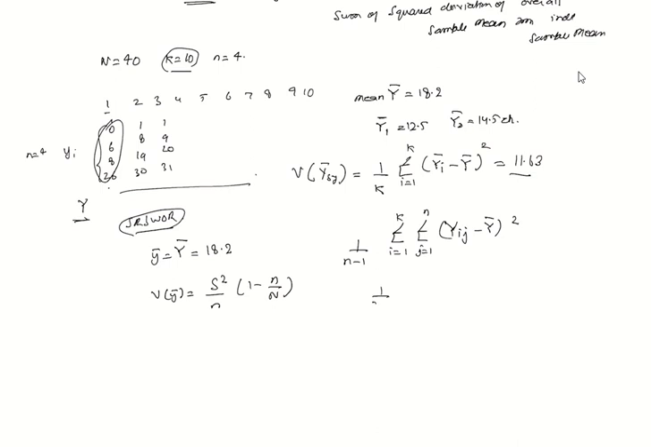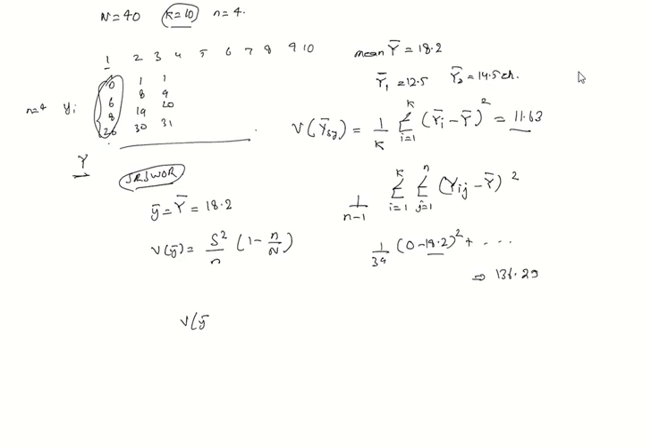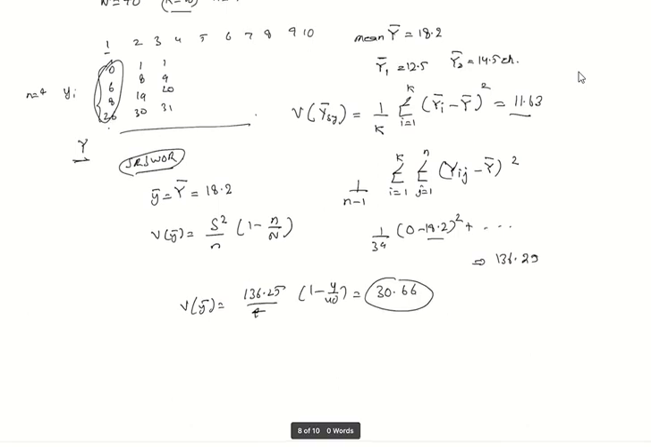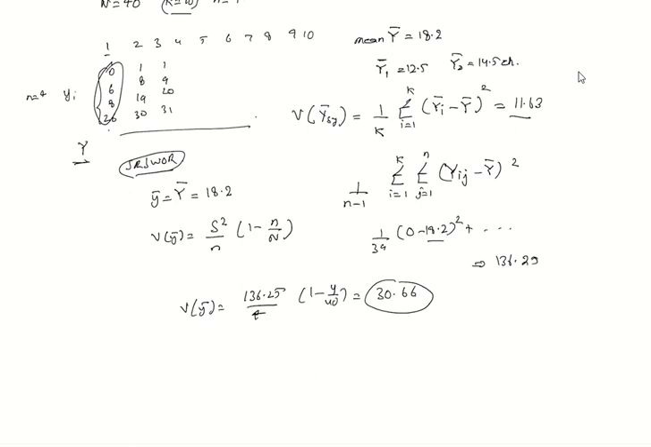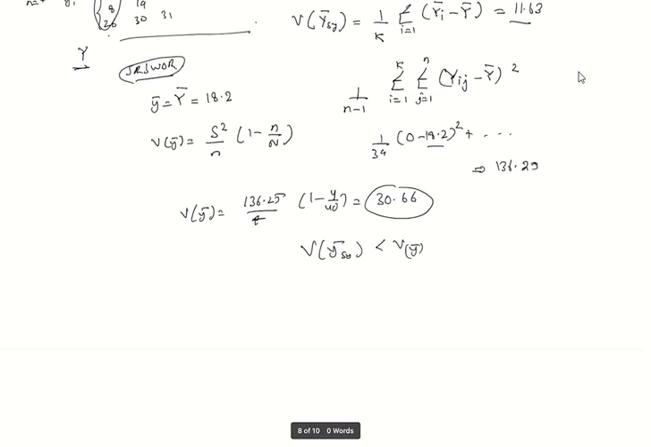So you do all of that. You do 1 upon 39 and you do (0 minus 18.2) squared, you go all the way, plus all of them, and then you add them all up, and this will come out to be 136.25. So variance of ȳ is going to be 136.25 upon 4, times (1 minus 4 by 40), which comes out to be 30.66. So you can see that the variance of ȳ systematic is less than the variance of ȳ by SRSWOR. So systematic sampling appears to be more precise.